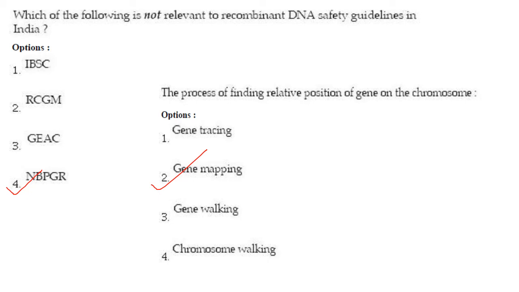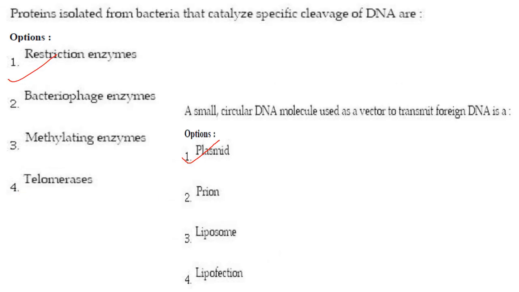Next one. The process of finding relative position of gene on the chromosome. Option 1, gene tracing, 2, gene mapping, 3, gene walking, 4, chromosome mapping. Answer is option 2.